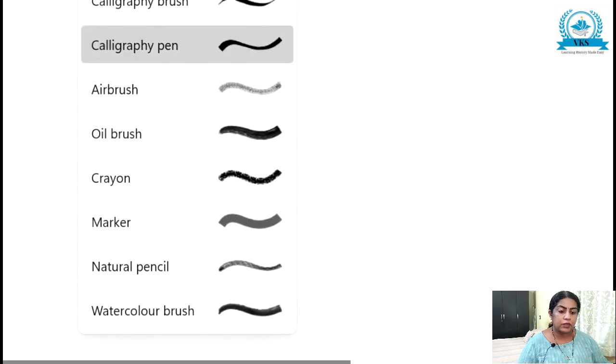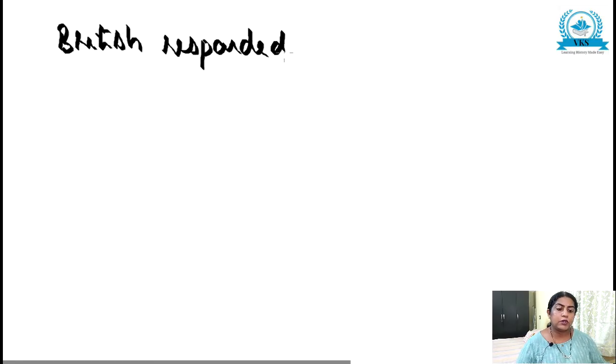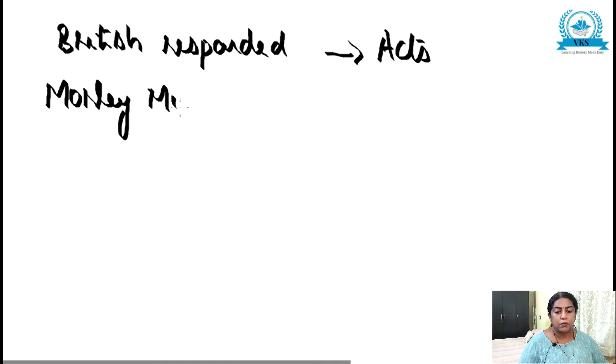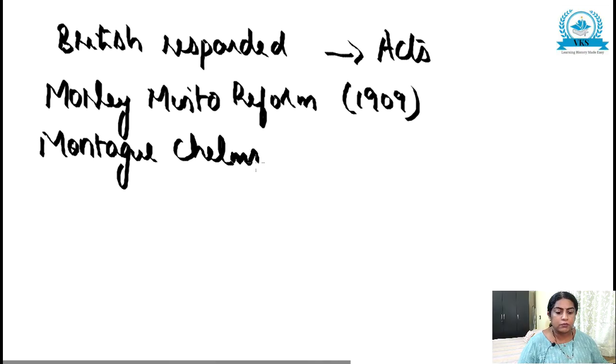When the Indian National Congress started demanding independence, the British responded. How did they respond? Through various acts. Many acts were passed by the British. The first important act was the Morley-Minto Reform in 1909. Then another important act was the Montague-Chelmsford Report, in 1919.